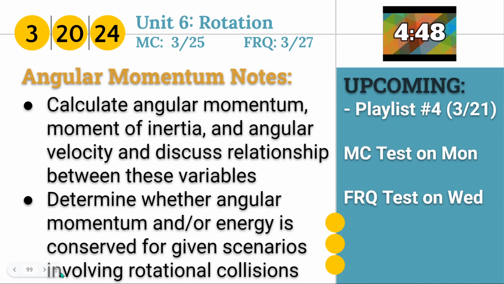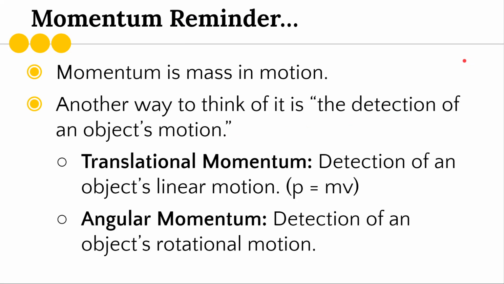So let's go ahead and get right into it with a reminder, because we have talked about momentum before. We've talked about momentum when we discussed linear momentum in our previous unit when we were talking about translational motion. So as a reminder, momentum, when we talked about it previously, we defined it as mass in motion. But we were talking about it as translational motion. You can also think of it as the quantity or measure of the object's motion. There's different ways to define it.